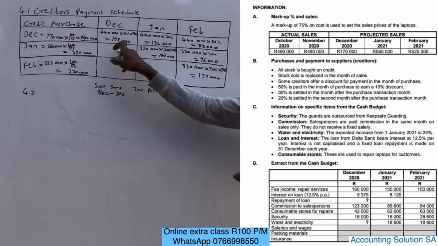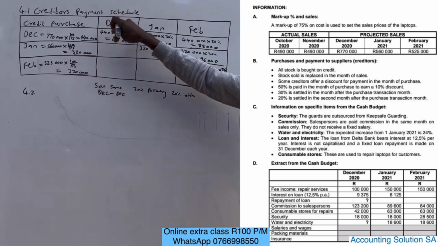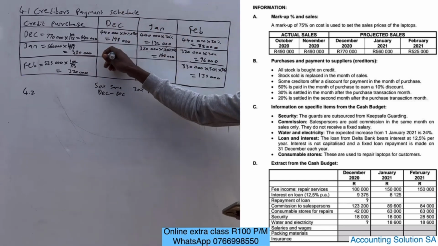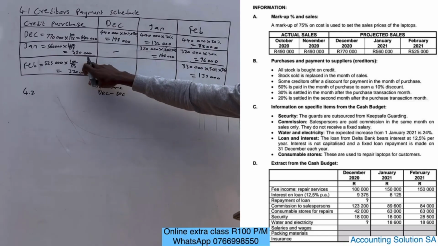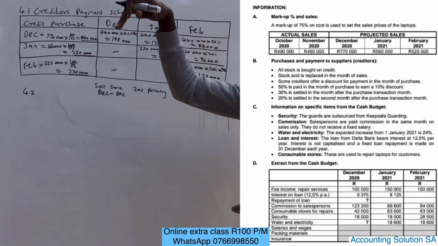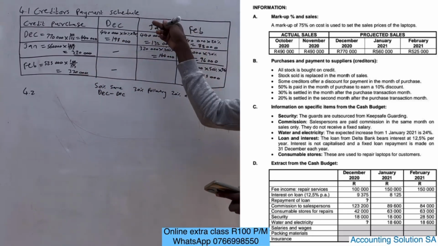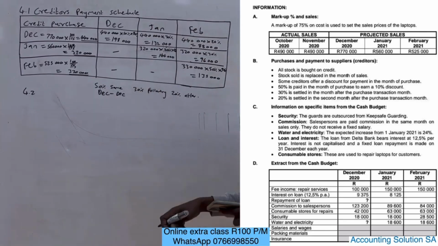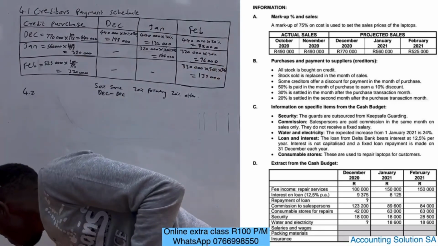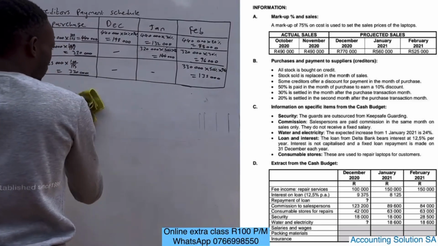This month is the previous one. January, December is the previous month. That's why you see there's nothing. February, December is the old month, because in February we are already in the following year. February and January is the previous month. That's why we have nothing here. So that's how we compile the collection schedule, guys. Very simple and straightforward.